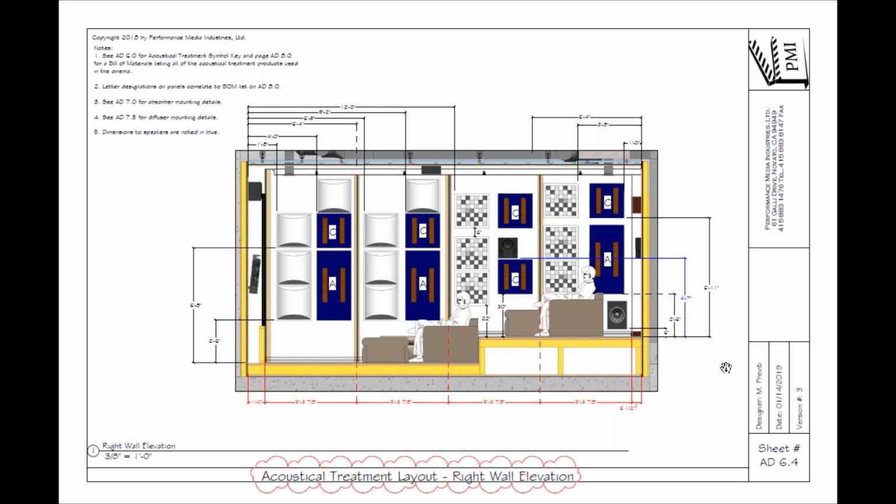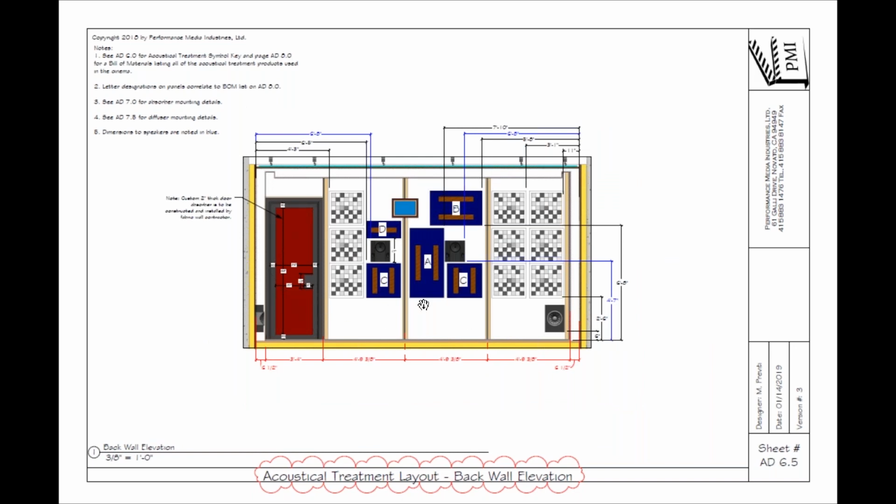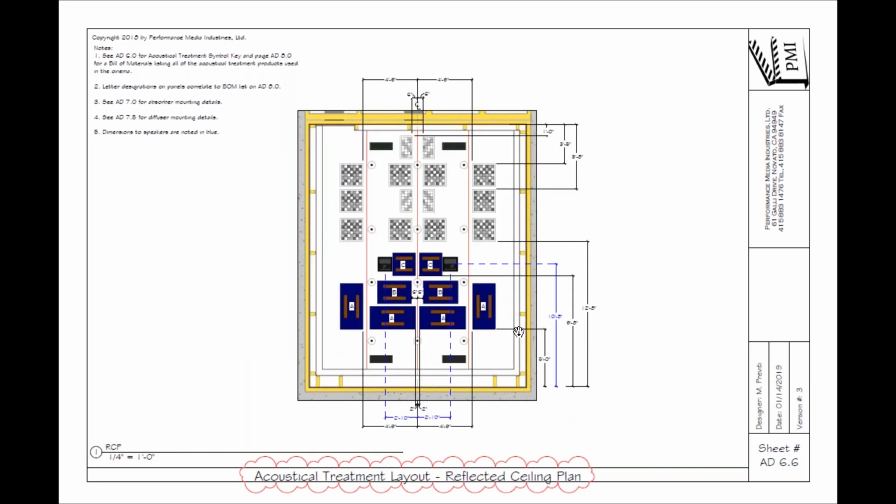All right, so this is the back wall, a cluster of absorption towards the middle, a cluster of 3D diffusion towards the outside. On the door, we're going to put some absorption, because putting a diffuser on a door is challenging, because you can't open the door without it banging into the wall. That's the ceiling, a cluster of absorption towards the front, a cluster of 3D diffusion towards the back.